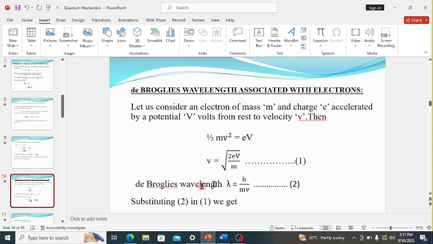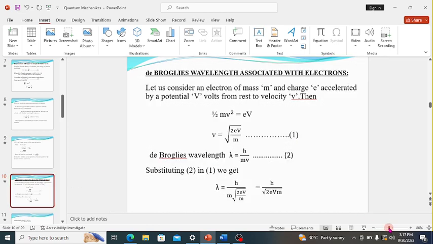Now we know de Broglie's wavelength lambda is equal to h by mv. This is equation number 2. So from equation 1 we have v. So substitute 1 in 2. If I substitute, we'll get lambda is equal to h by m square root of 2eV by m. So m by root m gets cancelled and you'll get root m. So lambda is equal to h by square root of 2eVm.